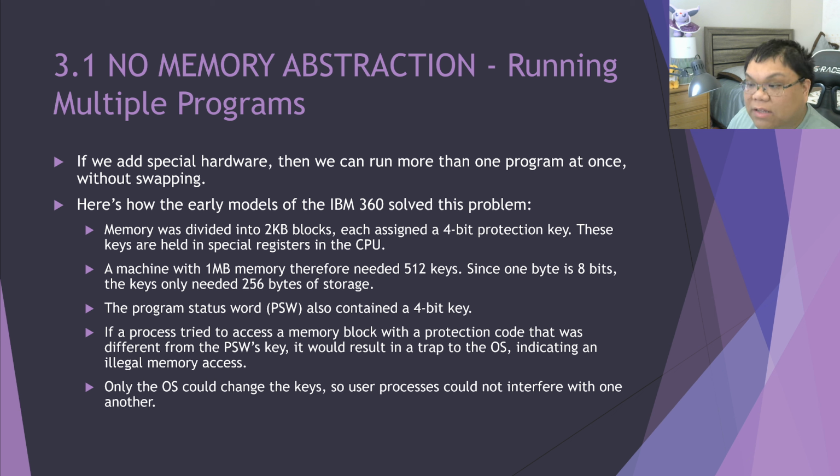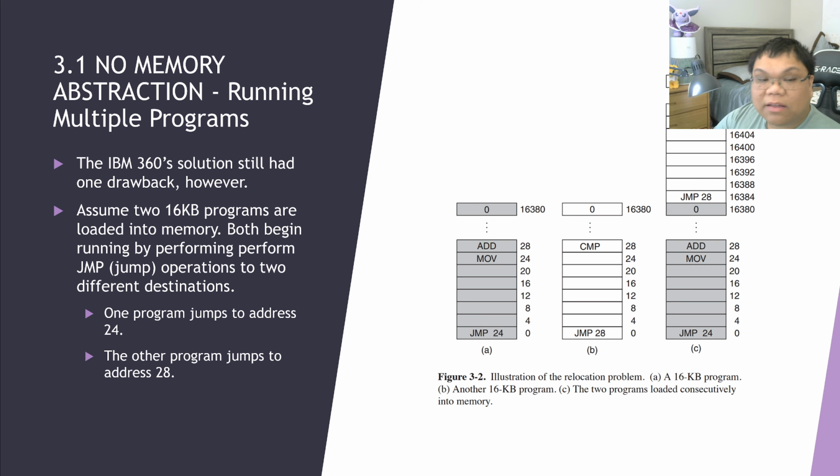The program status word also contained a 4-bit key. If a process tried to access a memory block with a protection code that was different from the PSW's key, it would result in a trap to the OS, indicating an illegal memory access. And only the OS could change the keys, so a user process could not interfere with one another. So we're starting to get hints of how modern computers keep processes from messing up one another, though this implementation still had its own drawbacks.